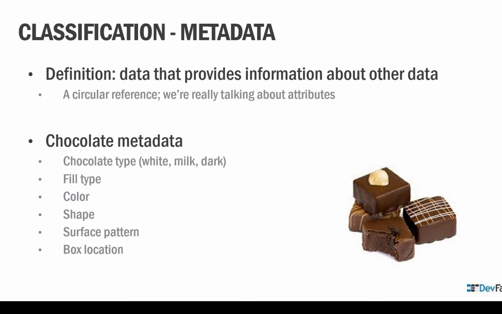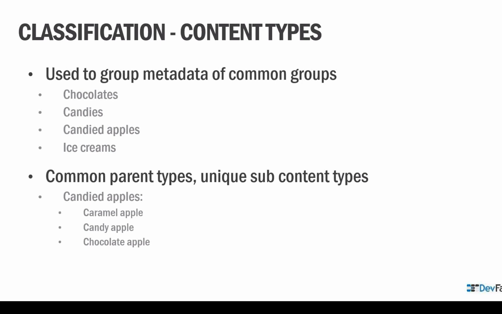Now, the idea of metadata, using it in content types, is again kind of like that family. The content type of chocolates is its own little family. And maybe we have some other families that exist. So for example, maybe we have candies. Maybe they're hard candies or soft candies as an idea, right? And candied apples, and maybe you have different types of candied apples. And then we have different types of ice creams, right? All of those may fall into a larger family called confections or something like that.